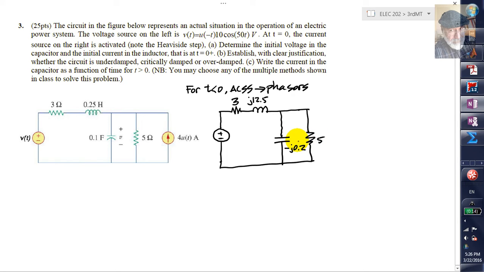What is that? Well, this is j omega L, the impedance of the inductor. Who's omega? Over here, 50 radians per second. And this is negative j over omega C.